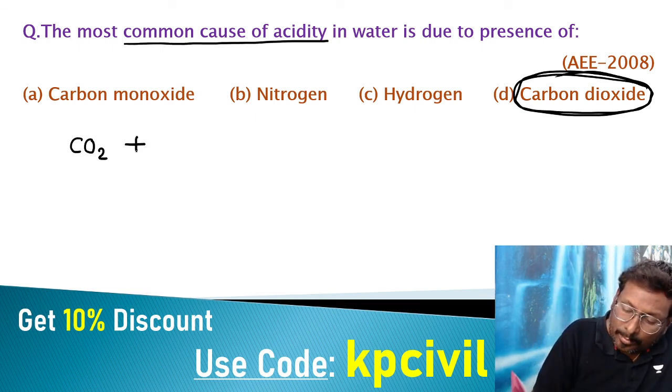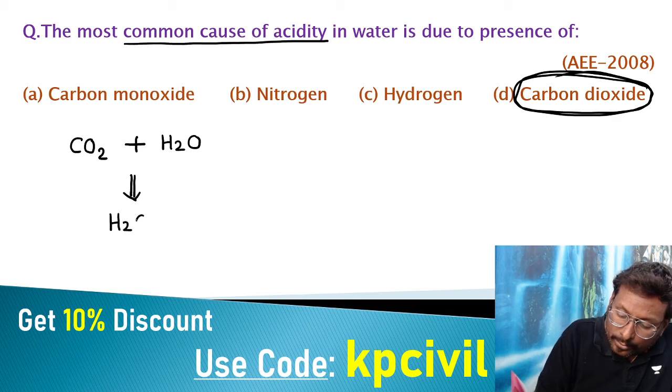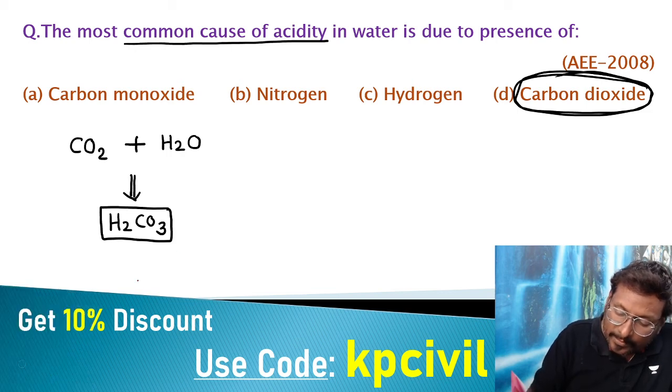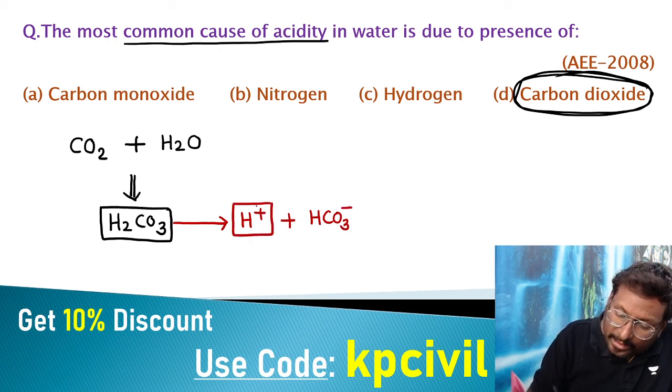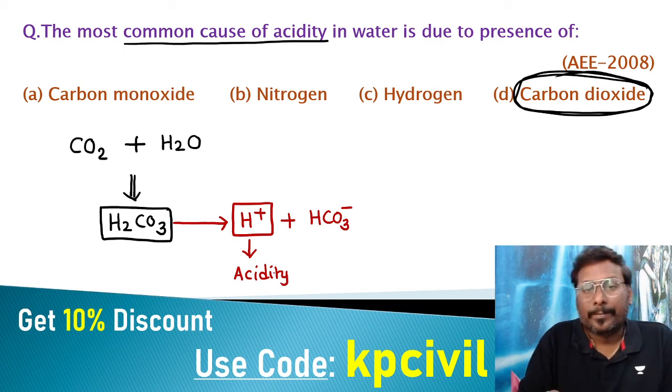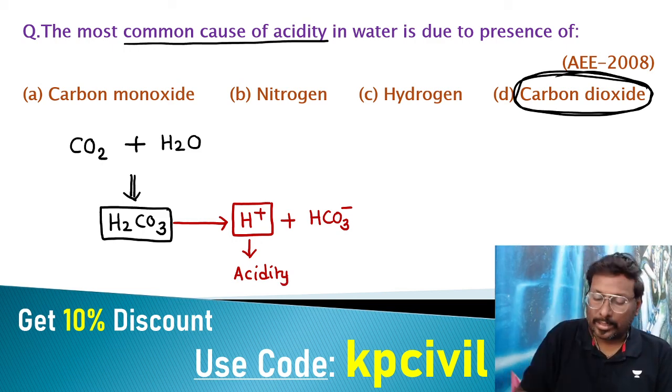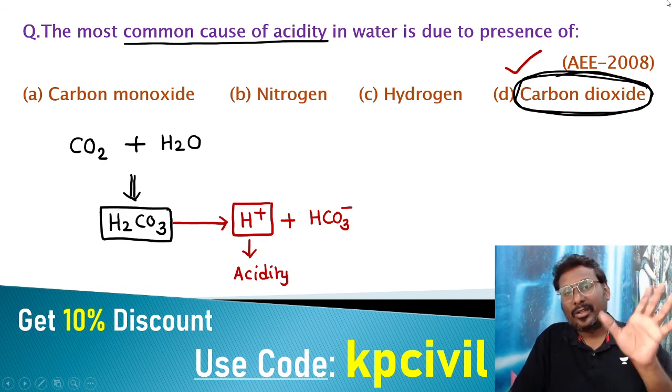And this released carbon dioxide in water reacts with water, forming H2CO3, carbonic acid. But this carbonic acid is always unstable. It breaks down into H plus and HCO3 minus. So hydrogen ion concentration increases. Ultimately, this leads to acidity. In water, hydrogen ion concentration increases, that leads to acidity. But what is the source? The source is carbon dioxide. It's not directly hydrogen.